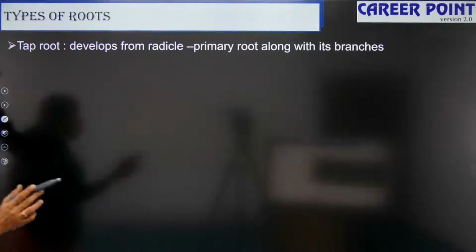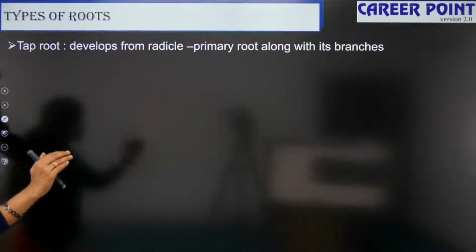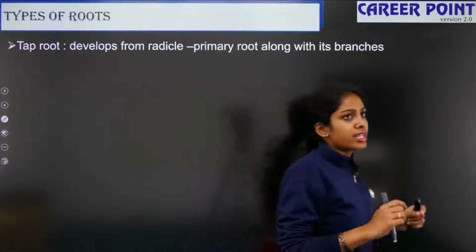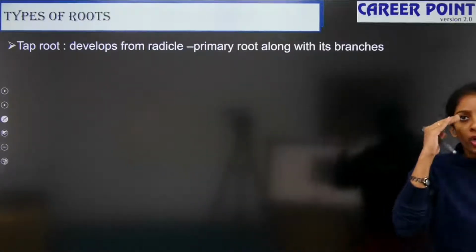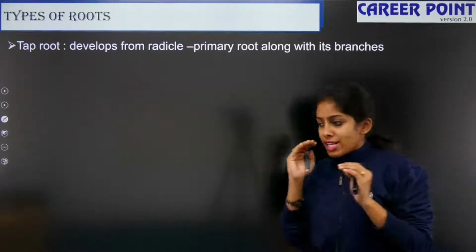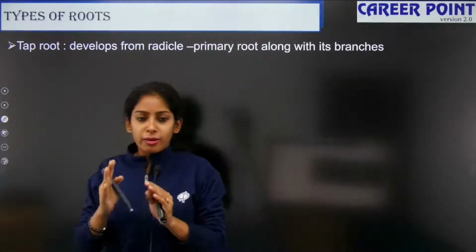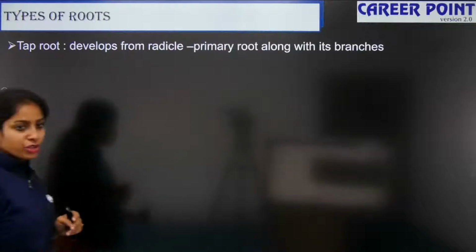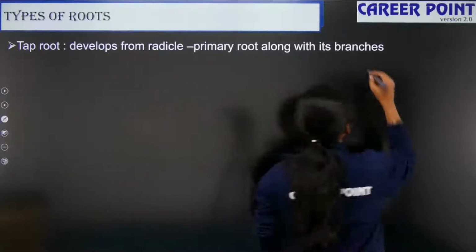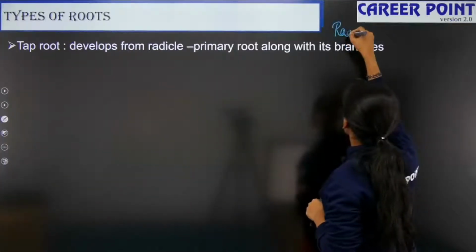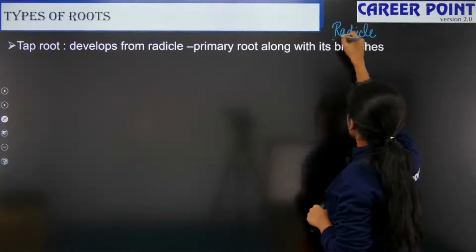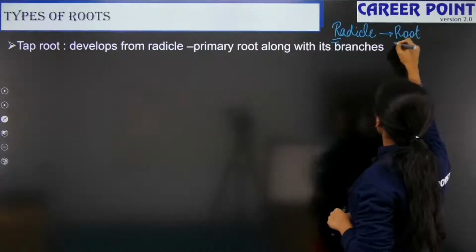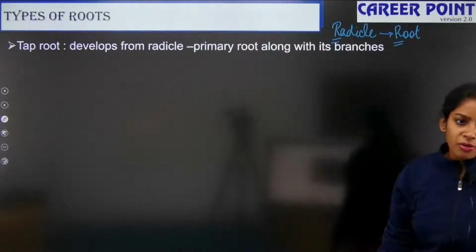I guess all of you know what a root is. The root is one which develops from your radicle, right? The radicle is a small portion below your cotyledons, above which is the epicotyl. That embryonic axis gives rise to the radicle, and the radicle develops into your root. So remember: radicle, root. This is how you will remember.